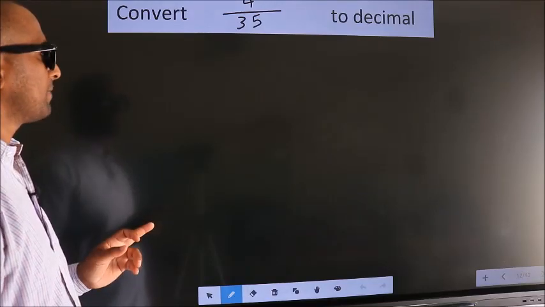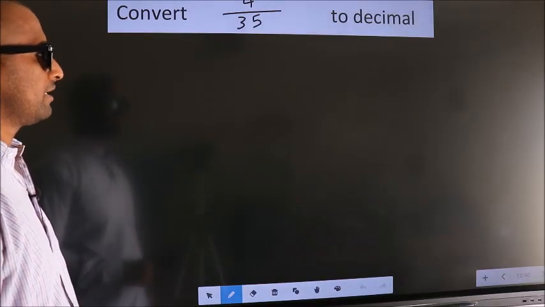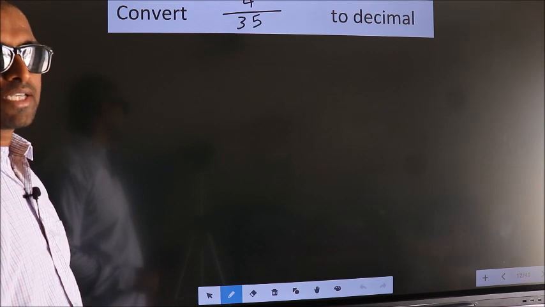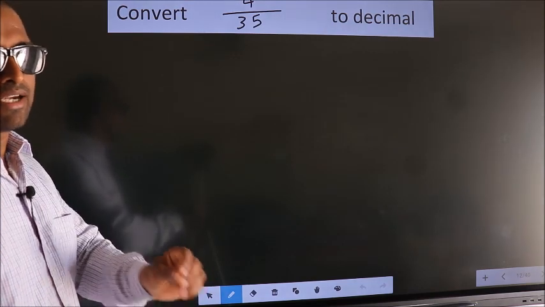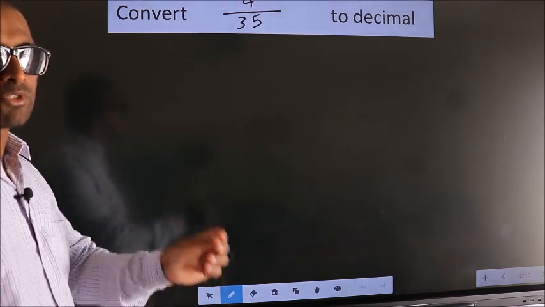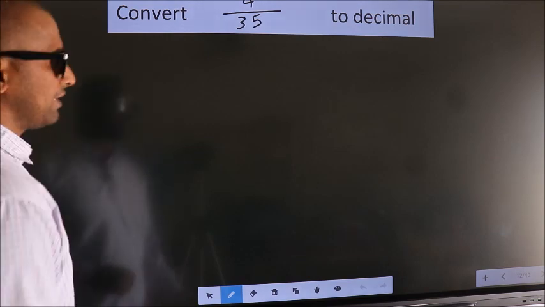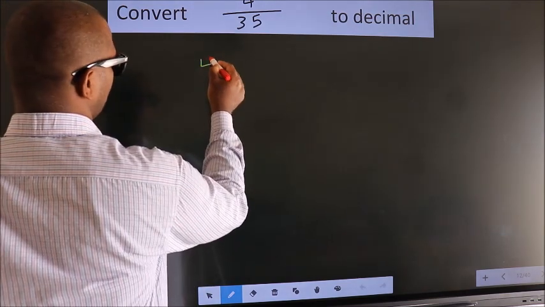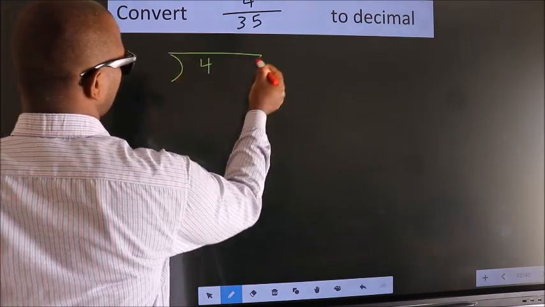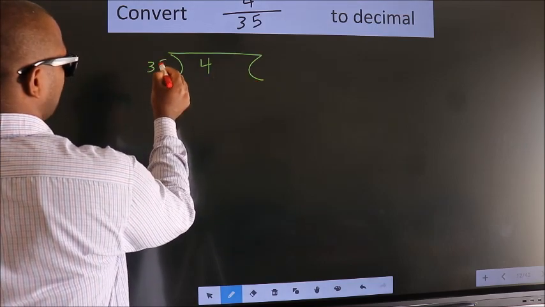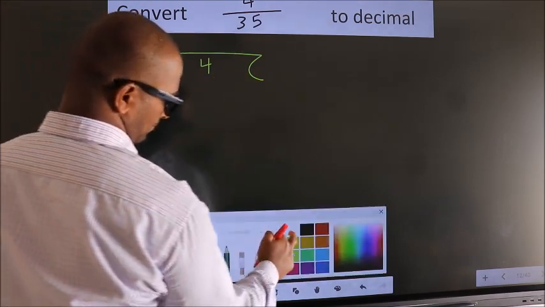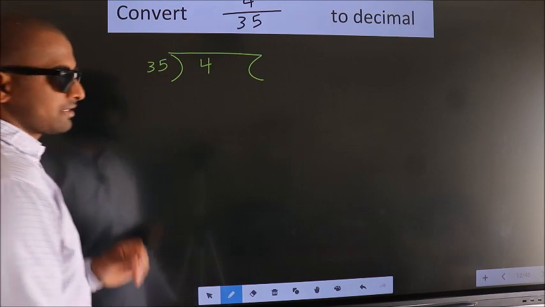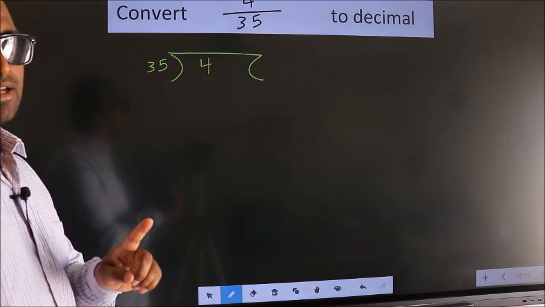Convert 4 by 35 to decimal. To convert this to decimal, we have to divide, and to divide we should frame it in this way. 4 here, 35 here. This is your step 1.